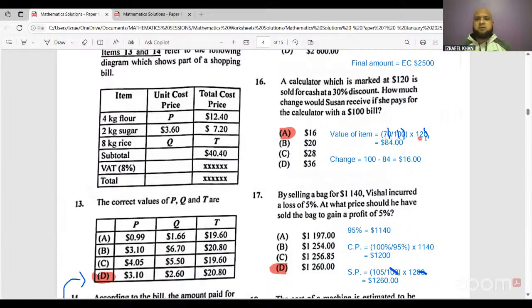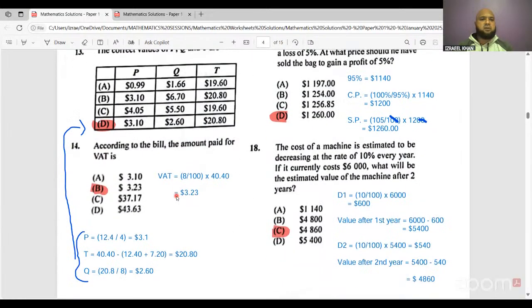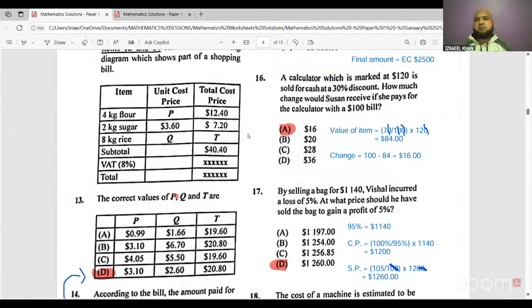So 70 over 100 by 120, we could cross out zeros top and bottom, here and here, here and here. It'll be 7 by 12, you get $84. A little easier to do than what we were doing down here. And because Suzanne paid with a $100 bill, your change will be what? 100 minus 84 to get you $16. And that is E.